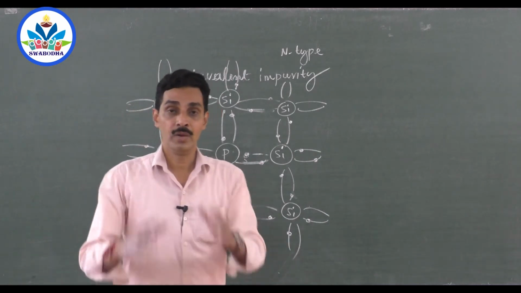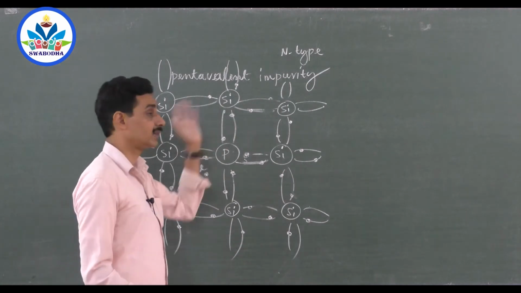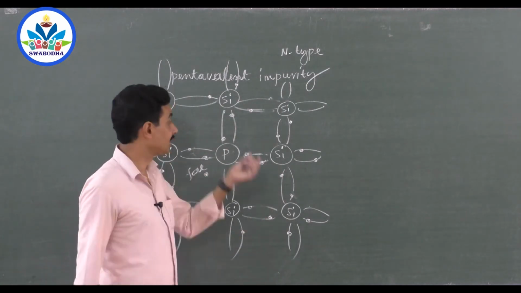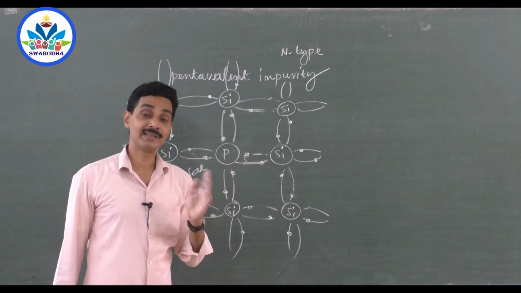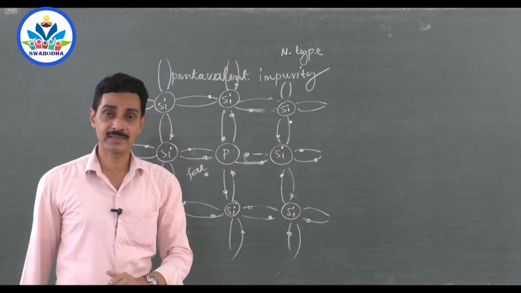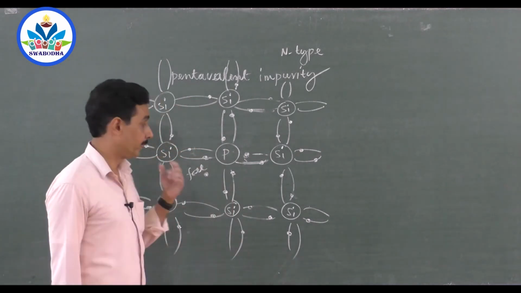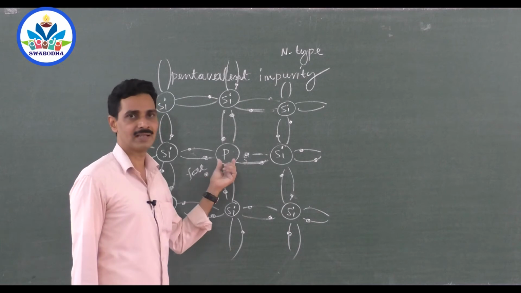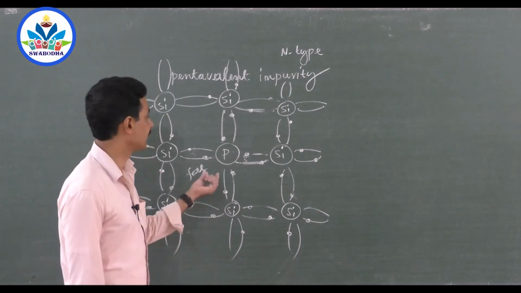Totally it is neutral. When that atom is brought here and kept, phosphorus is neutral, already silicon is neutral. We are talking about only these valence electrons, that's all. That doesn't mean that only valence electrons are present in an atom. There are some other electrons also. Totally it is neutral.